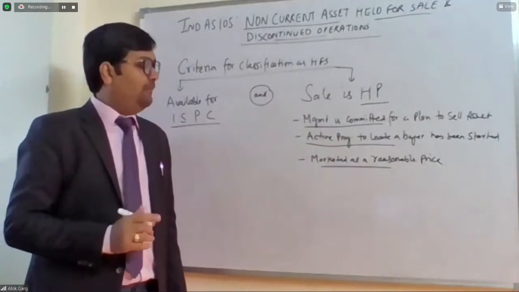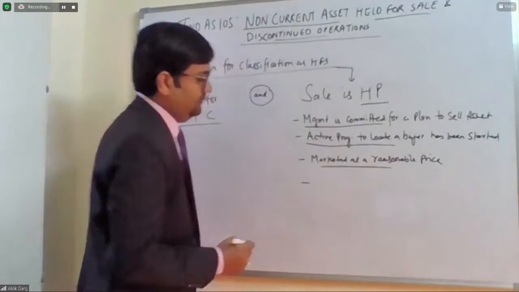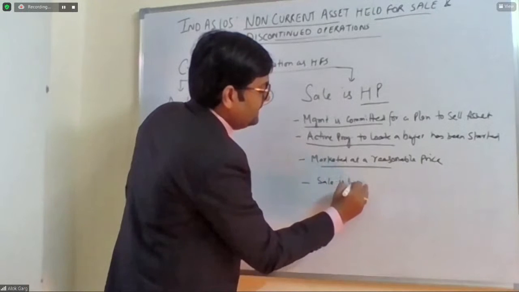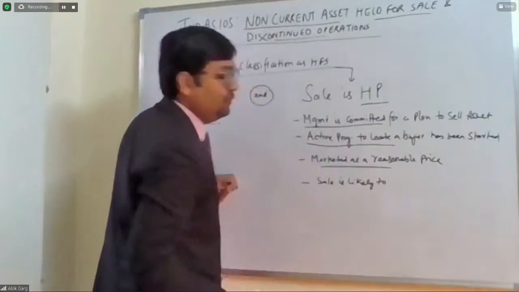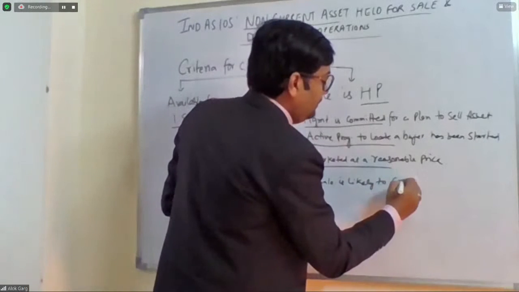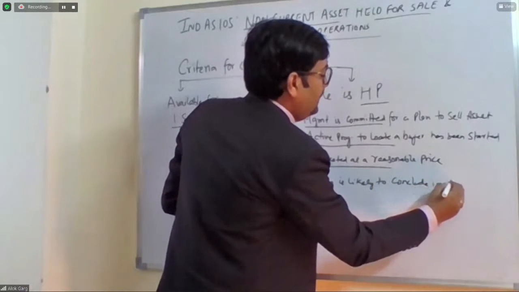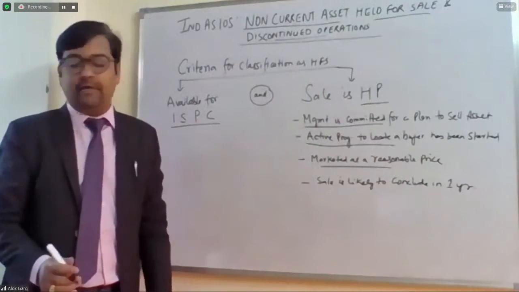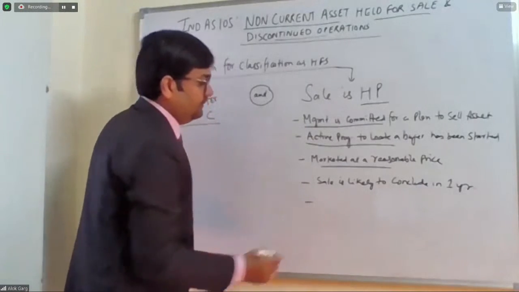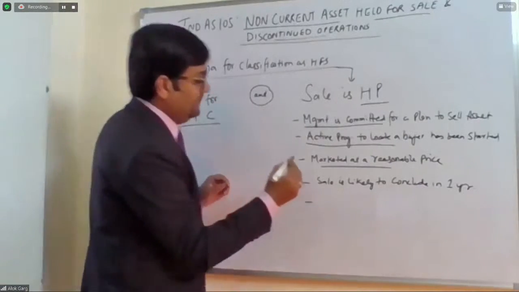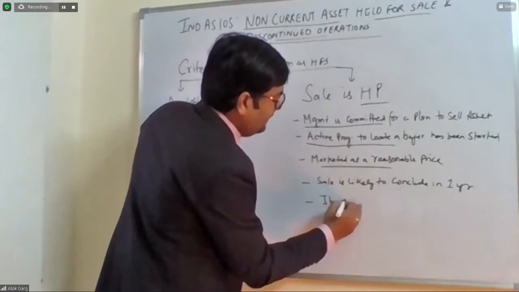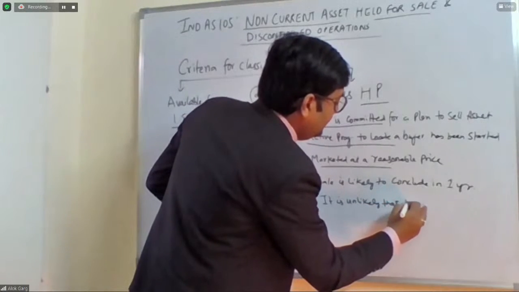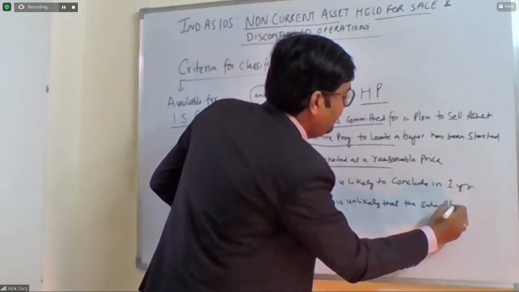Okay. Fourth, the sale is likely to conclude in 1 year. Sale is likely to conclude in 1 year. Okay. Last, it is unlikely that the sale plan may be withdrawn.